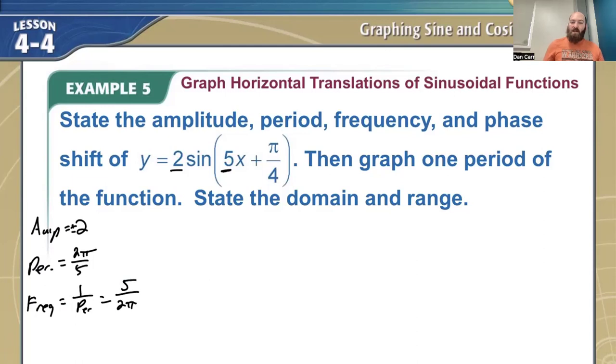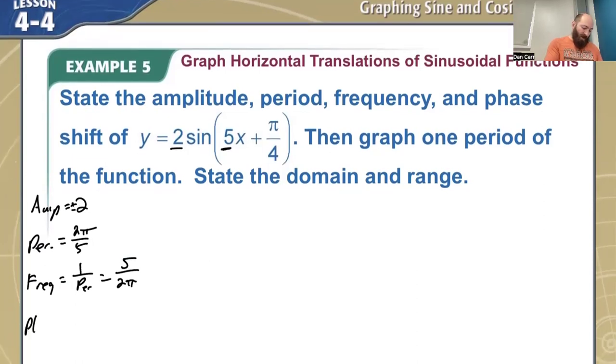And then the phase shift. For my phase shift, we're doing negative c. So we could do negative pi over 4 divided by the 5 here. Instead of writing it that way, we're dividing by 5, which is the same as multiplying by 1/5. So this is going to be negative pi over 20.